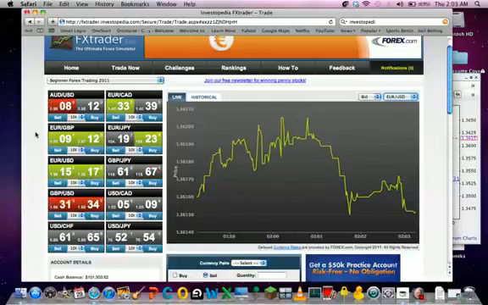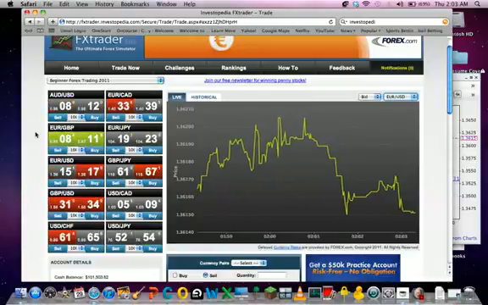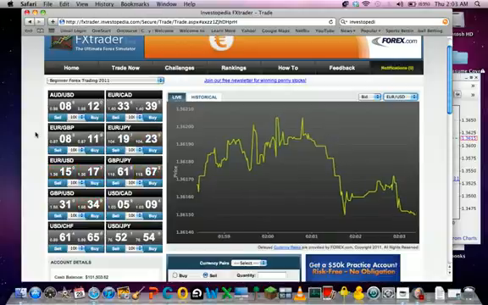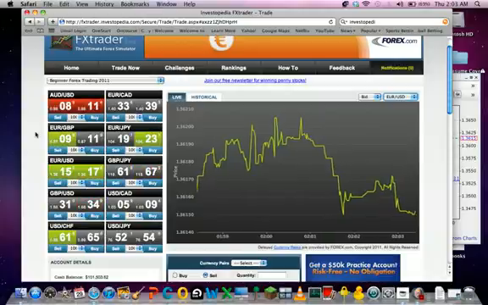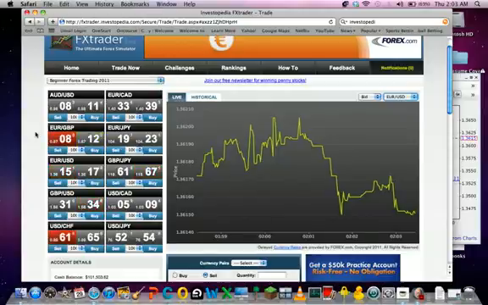Obviously, if you're trading like Chilean pesos and Afghani, whatever their currency is, the spread's going to be a little more, and it's going to cost a little more for you to make that trade.